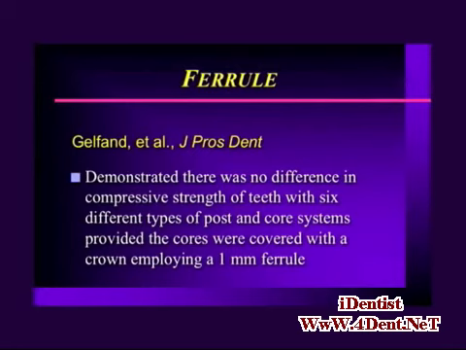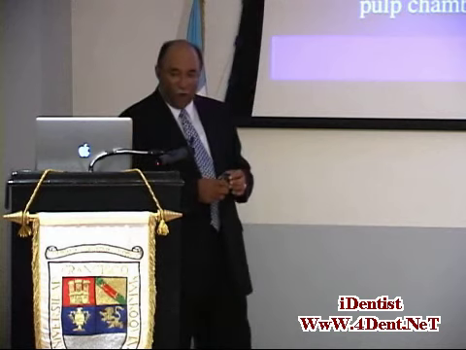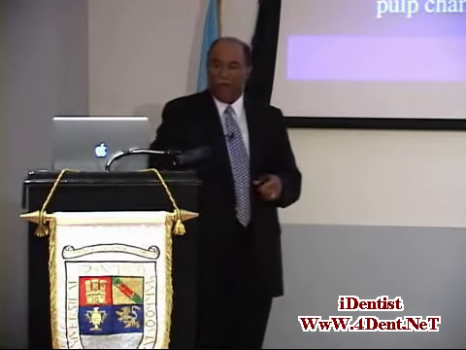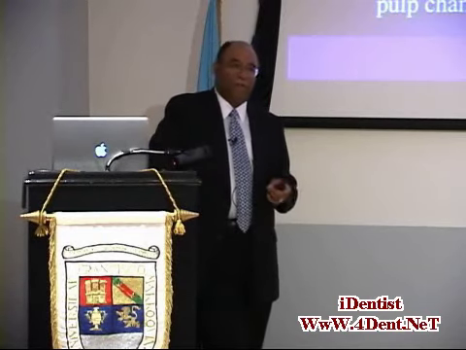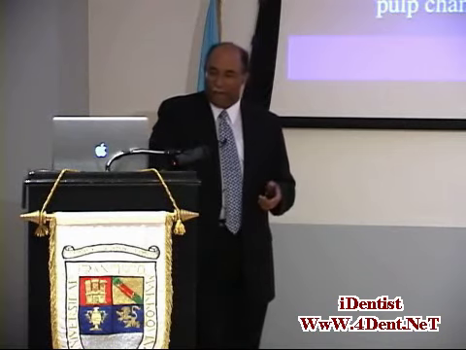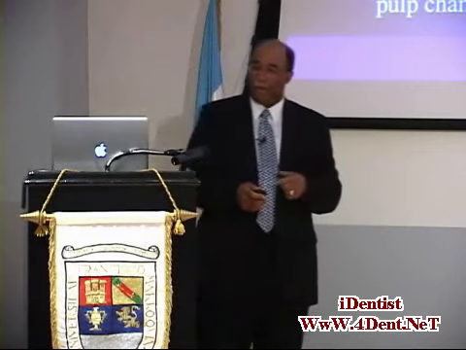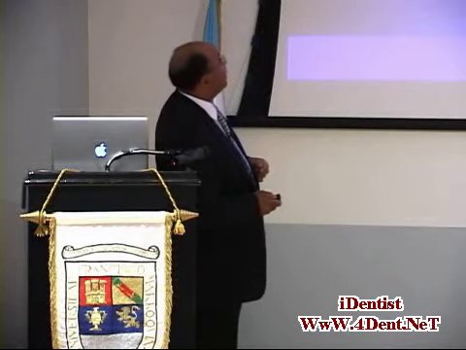Many different people have talked about it. This is just one study by Gelfand. Nair et al. have also compared amalgam cores with full crowns, cast cores with full crowns, and natural teeth, and their results indicated no difference in compressive strength when the crowns were constructed with a 2 millimeter ferrule. The authors advocated an amalgam coronal radicular core technique utilizing 2 to 4 millimeters into each canal, kind of what I was talking about yesterday with the intraorifice barrier, to aid with retention in the pulp chamber space.